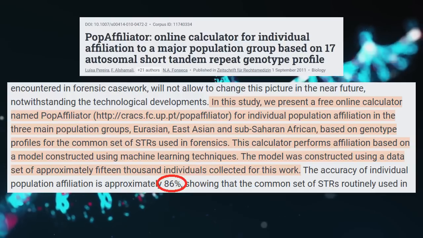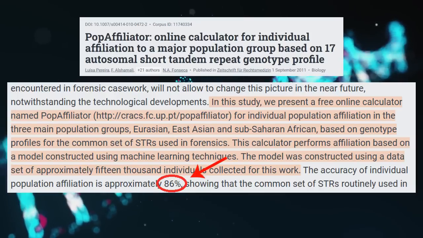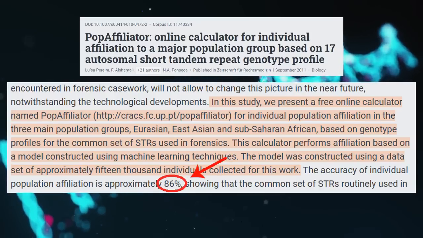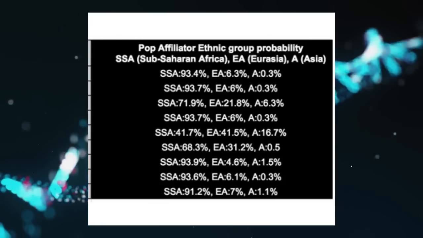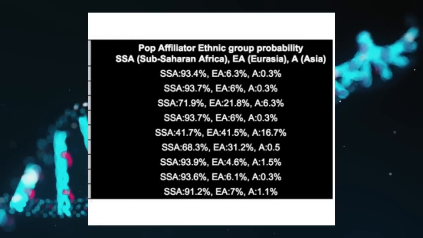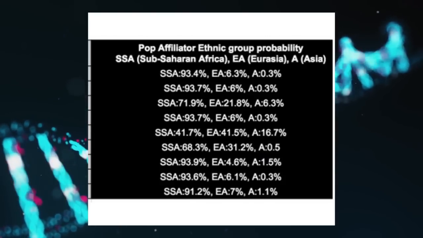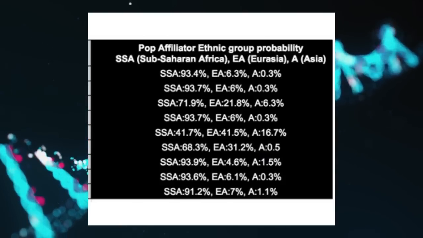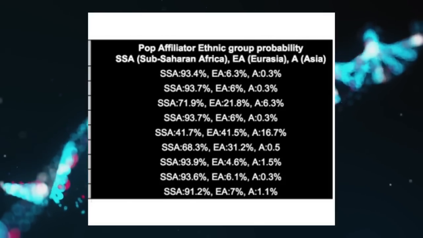You put STR DNA data of a person in, and at 86% accuracy, it will tell you that this person belongs to one of these three populations: Sub-Saharan Africans, which is just Black Africans; Eurasians, this encompasses the Caucasian family, so Arabs, Europeans, Southern Europeans, Russians, whatever; and then East Asians, which is the Chinese, the Koreans, the East Asians, basically. So they would run these tests and then they would affiliate you with one of these populations.